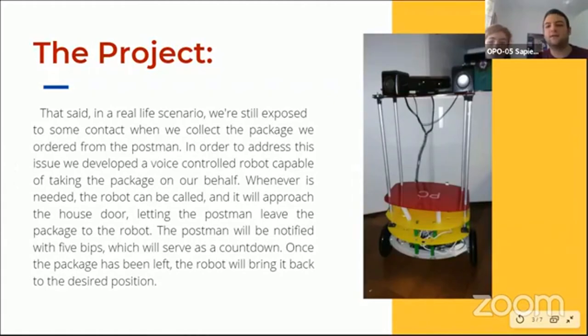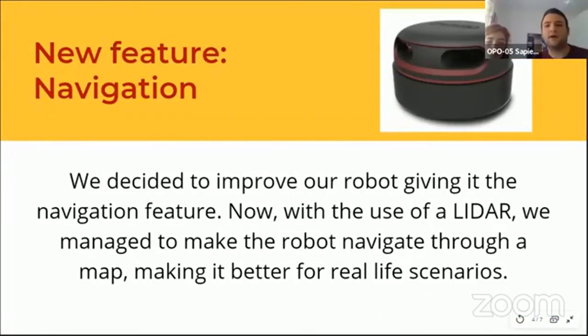The basic functionalities are the speakers, which let you interact with the person, so text to speech and speech to text, so it will recognize our voice. So when we say go to the door, please, it will go to the door and meet the postman. Another function is the navigation that we recently introduced for the finals, and we achieved it using a LiDAR, which is a sensor that lets the robot navigate through the map, get to the door and back to our starting position.